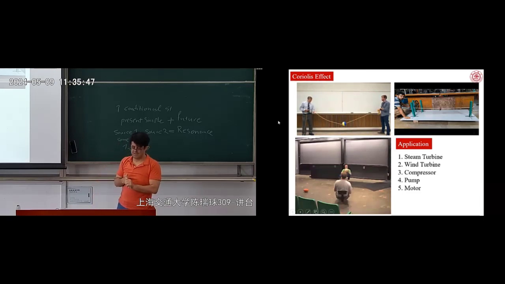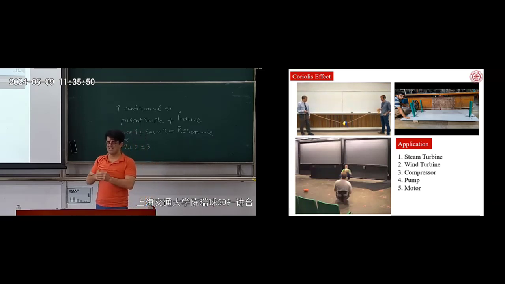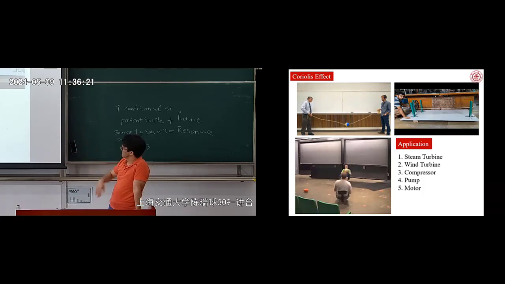Yes, it's a Coriolis effect. So in engineering or industrial applications, we have turbines, compressors, pumps, or motors. All of these systems are in use at this moment. Why? Because of resonance. So resonance does not only have a negative impact on our life. We can solve all the problems and present new systems. What happened to the ball? There are two systems. Firstly is the rope and the second is the ball.